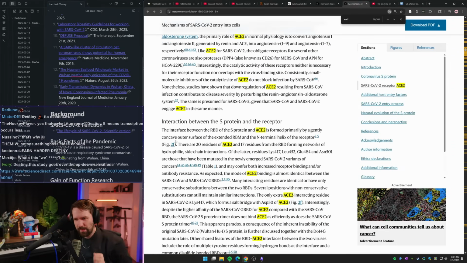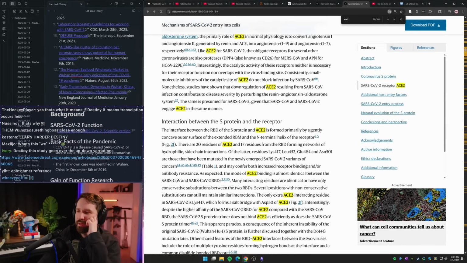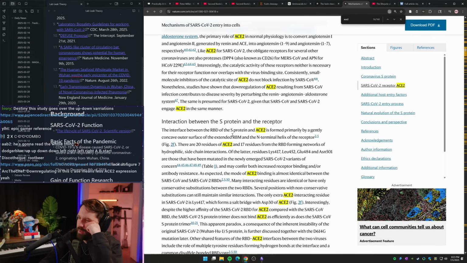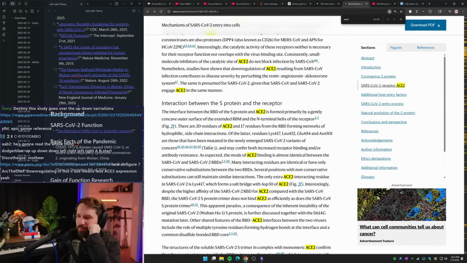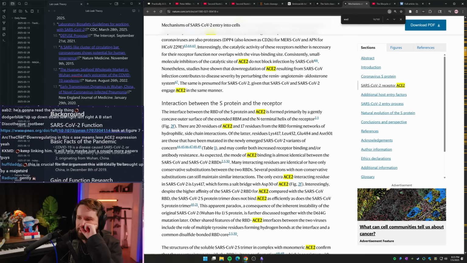Interaction between the S protein and the receptor. The interface between the RBD of the S protein and ACE2 is formed primarily by a gently concave outer surface of the extended RBM and the N-terminal helix of the receptor. There are 20 residues of ACE2 and 17 residues of RBD forming networks of hydrophilic side chain interactions. We don't care about that.